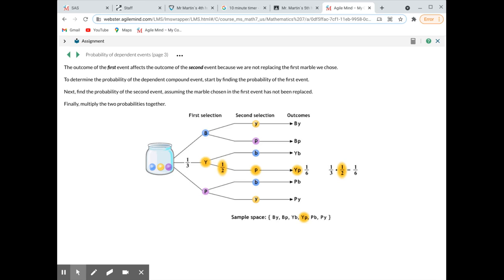All right. So in independent compound events and dependent compound events, what operation do we have to do to find out what our probability of the compound event will be? Multiplication. Do y'all agree? Yes. Great job.